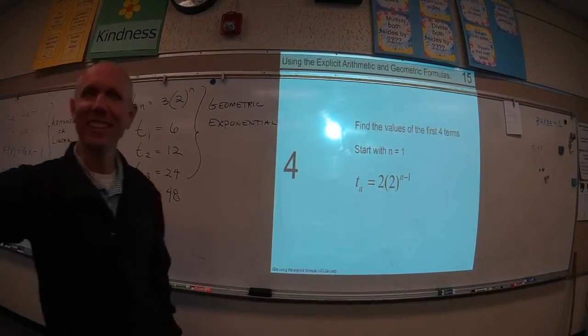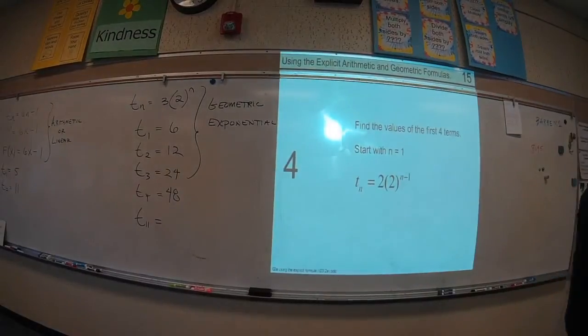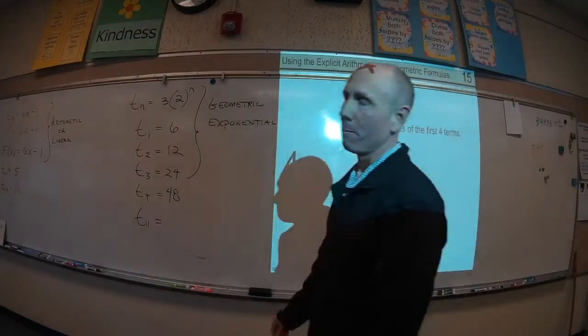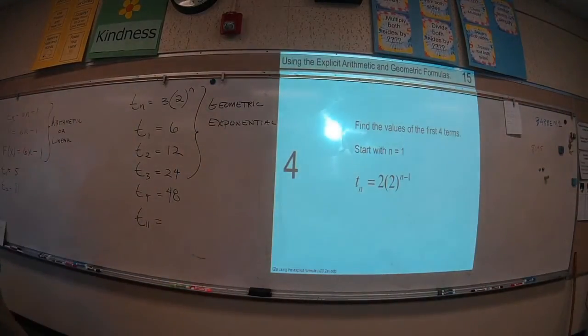What you're doing, you found the first term. Now find me the next 3. Find me the first 4. You're wrong. So you said you did that one? Times 2 times 2 times 2.